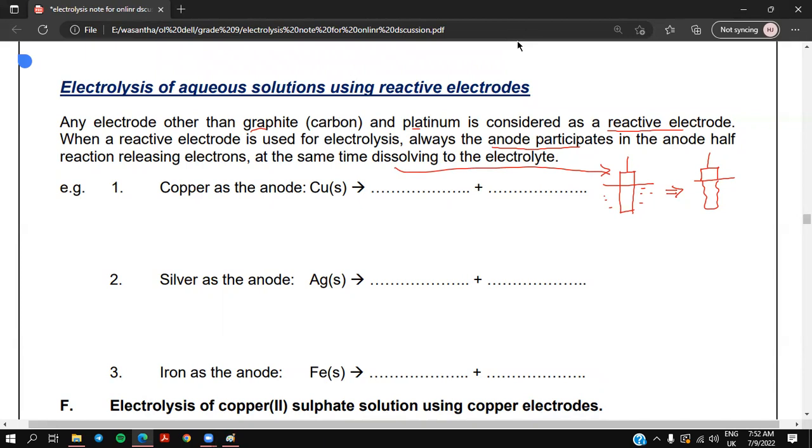Here, if you use copper as the anode, we have copper solid. Copper solid will lose electrons. Each atom will lose 2 electrons and become Cu2+. This is aqueous.